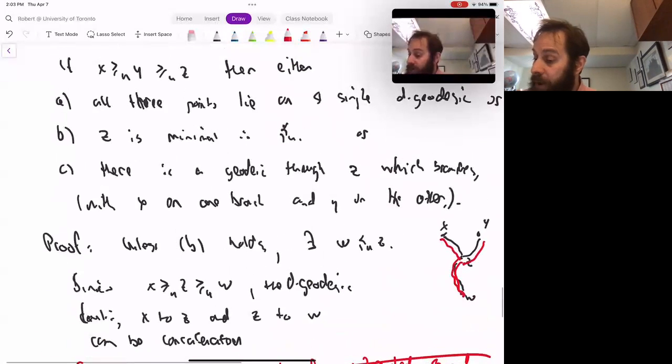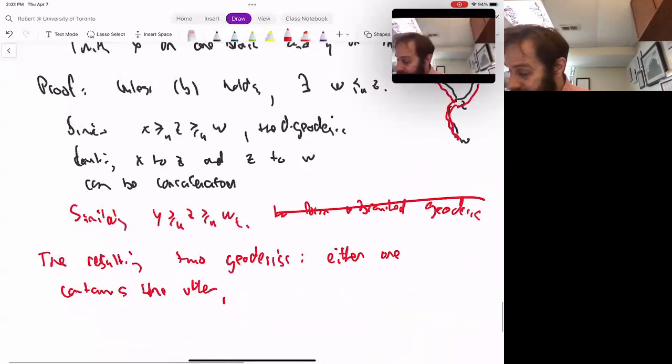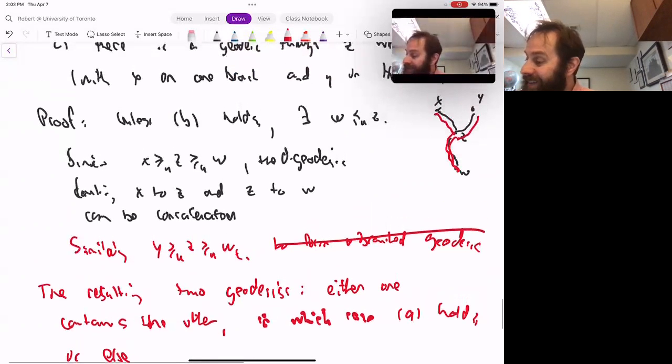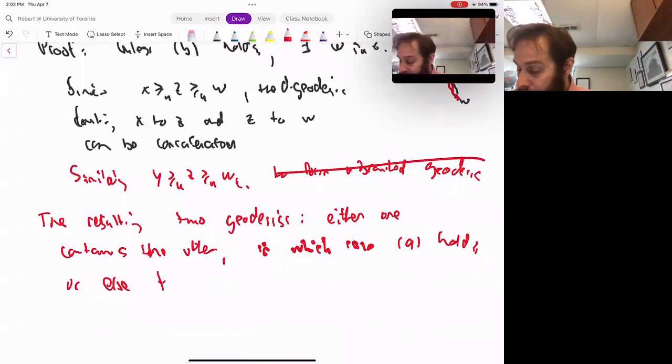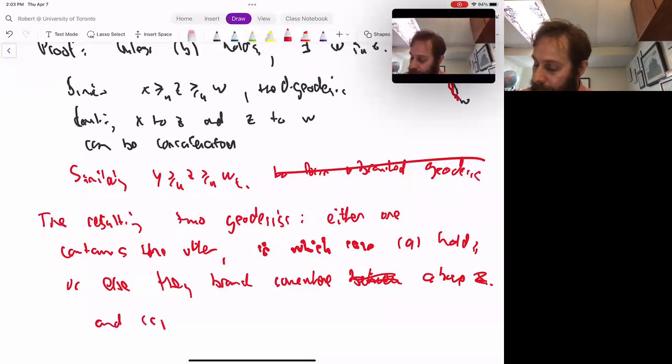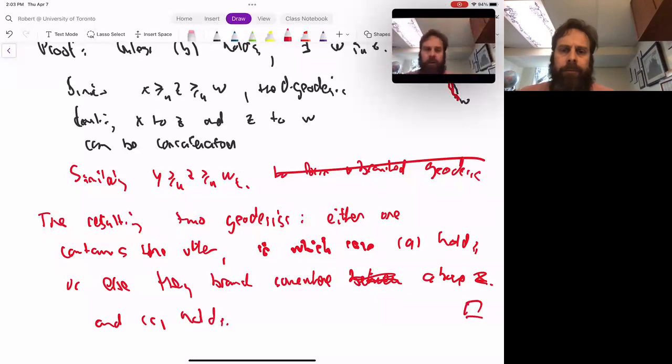in which case A holds, all 3 points are on the same geodesic. Or else one doesn't contain the other, so they don't necessarily branch at Z, they might branch further up, but somewhere above Z there's a branch, in which case C holds. Is it clear? All right.